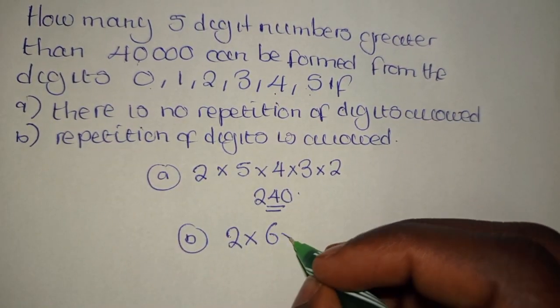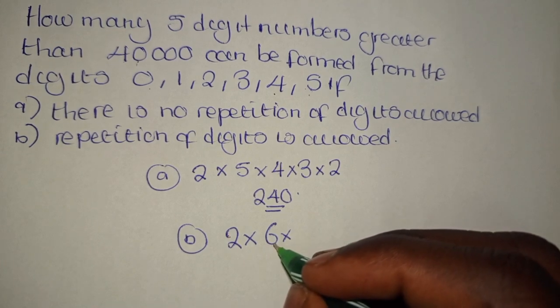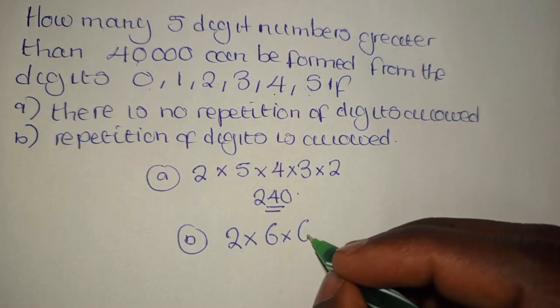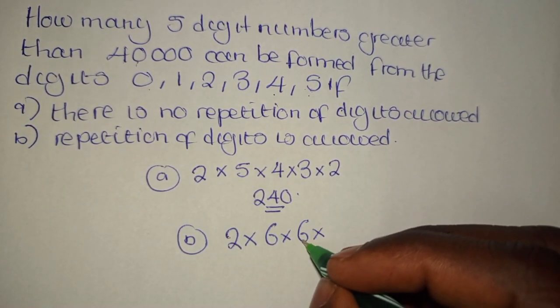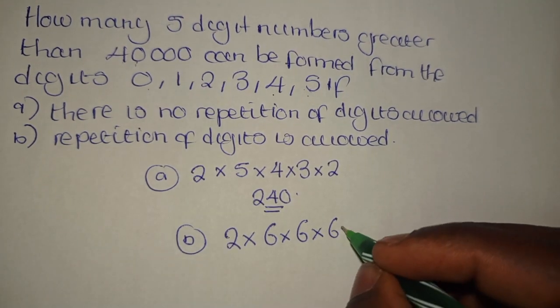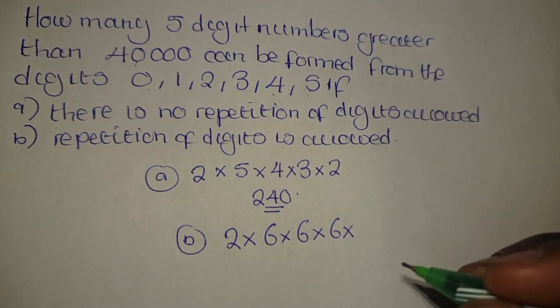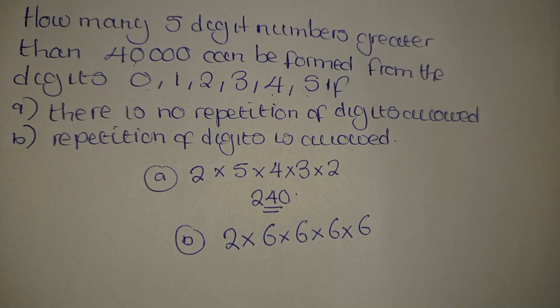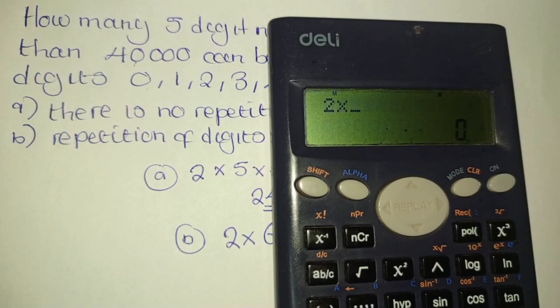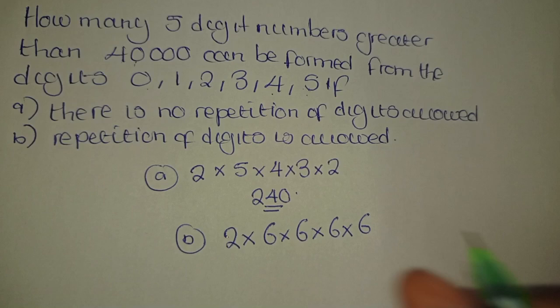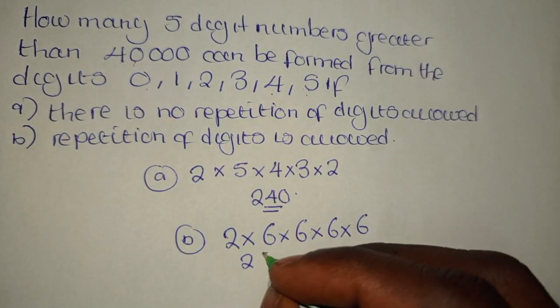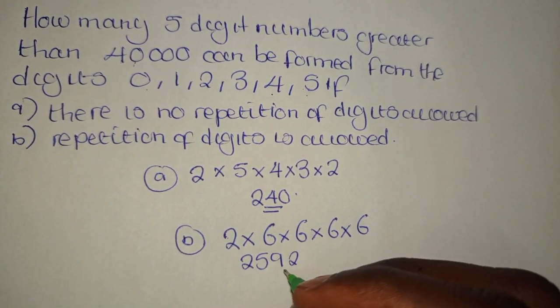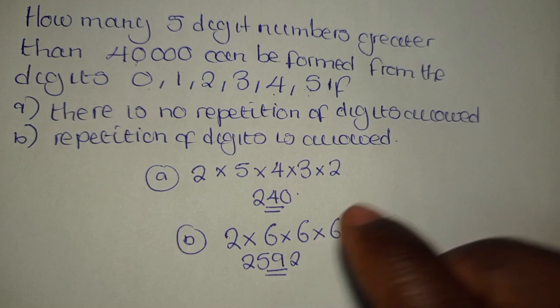So you can still have 6. Again, if you get one, you can still use it. You have 6. Again, if you get one from this 6, you can still use it. You have 6. So this is how we do it. Then we have 2 times 6 times 6 times 6 times 6, and we get the value to be 2,592. But the situation here is a little bit critical.